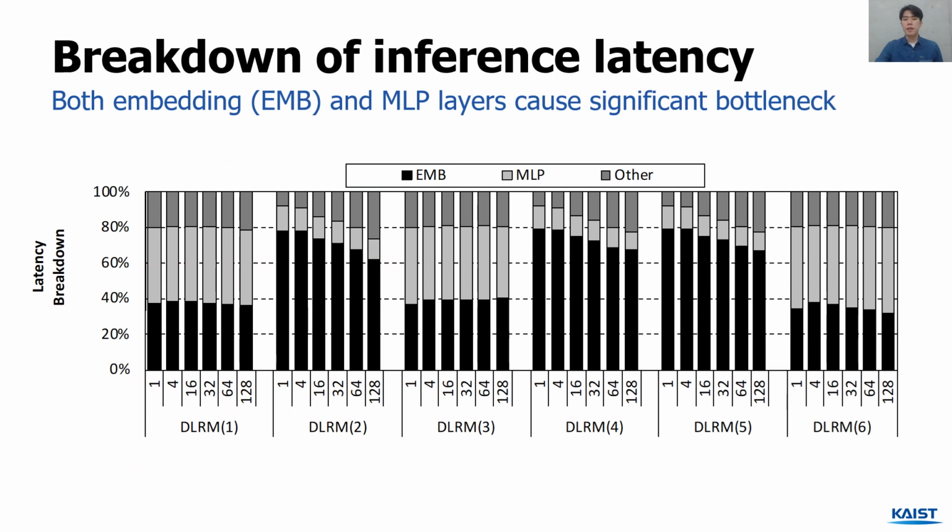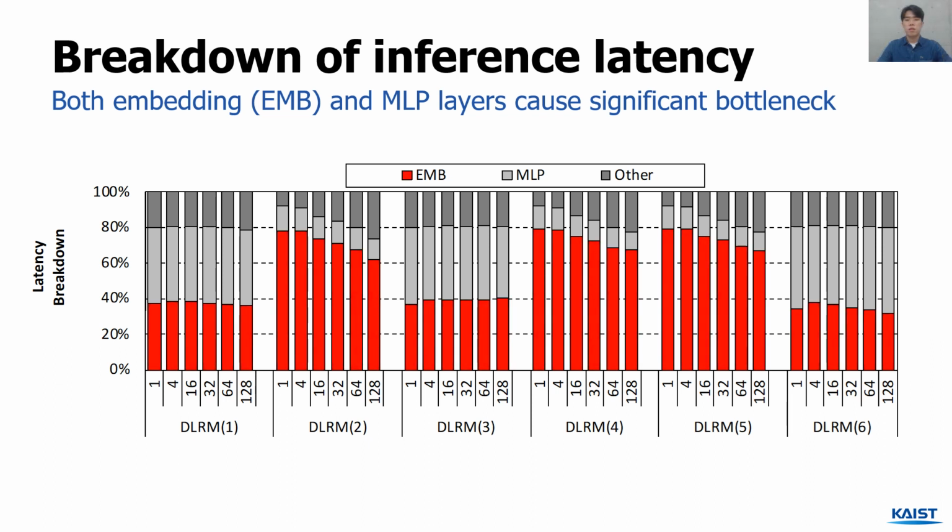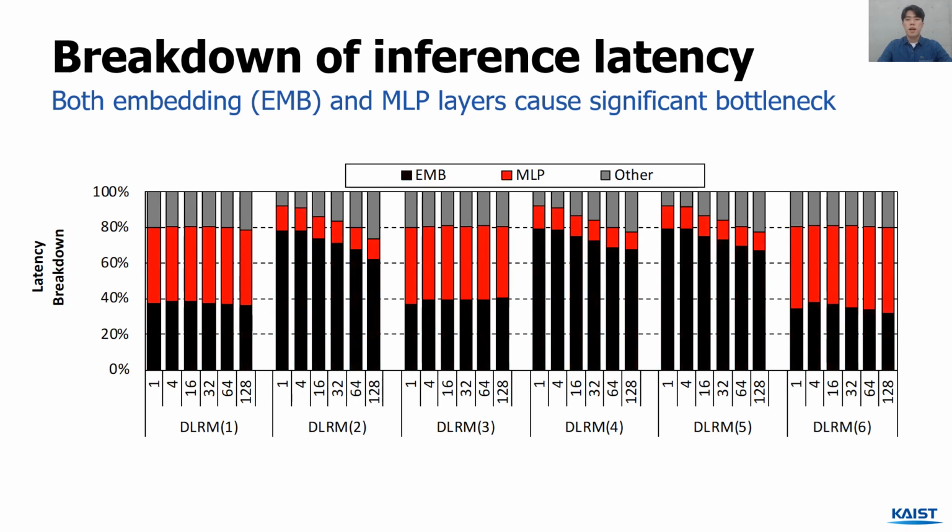So, in this slide, we show a breakdown of inference latency as a function of different models and batch sizes, from batch 1 to 128. As clearly shown through our characterization, both embedding layers as well as MLP layers account for the majority of execution time of end-to-end recommendation inference, accounting for 80 to 90% of latency.